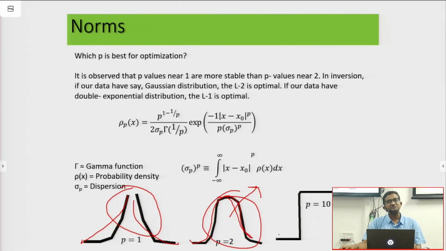So in terms of stability, if you want to see that it is a double exponential distribution, then we should go for the L1 norm. And if it is a normal case, normally distributed, the Gaussians, then we should use the L2 norm.